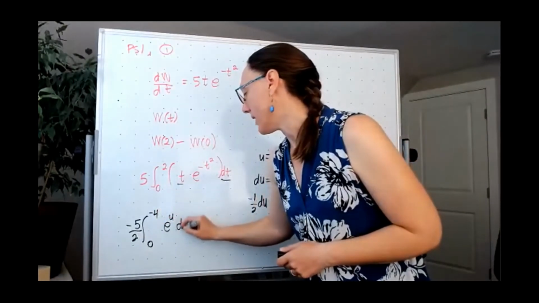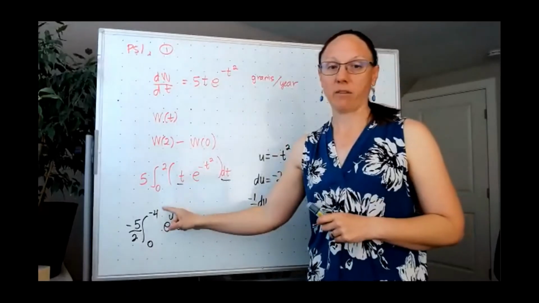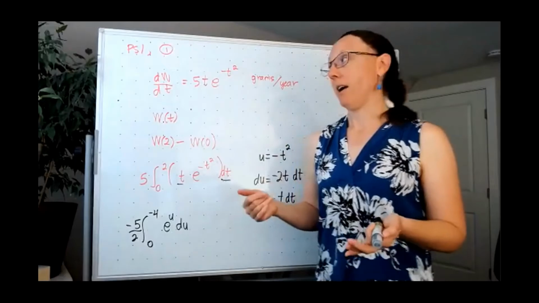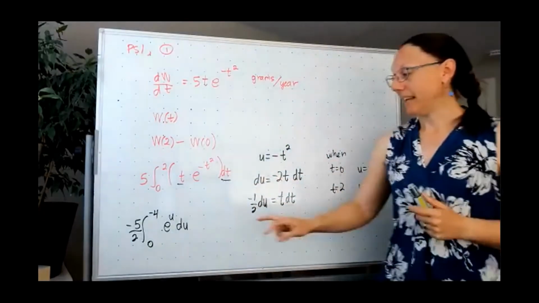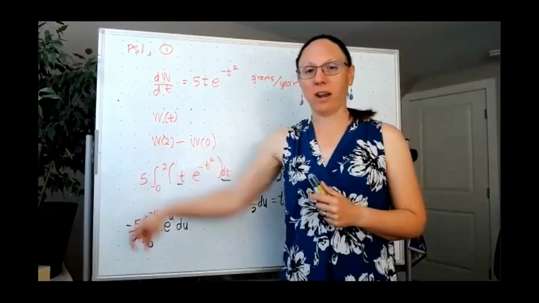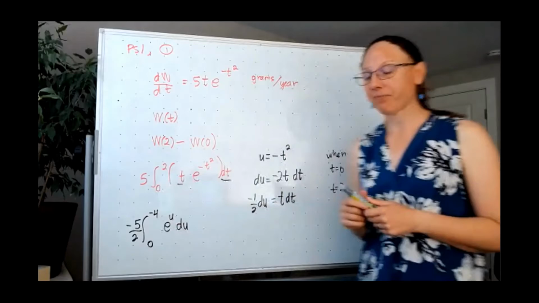e to the u du. You have a choice to make here. If it makes you uncomfortable to have the negative 4 on top and the 0 on the bottom, you can always use that rule that integrating in the opposite direction pops out a negative in front. But I'm just going to go with the way it's written here.